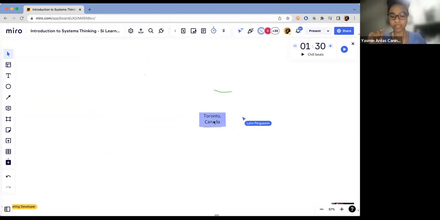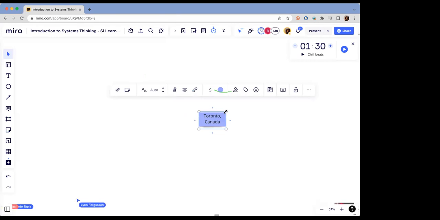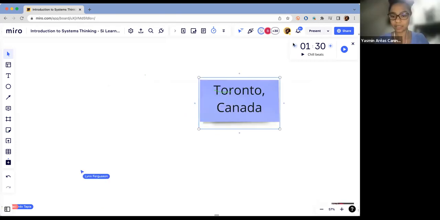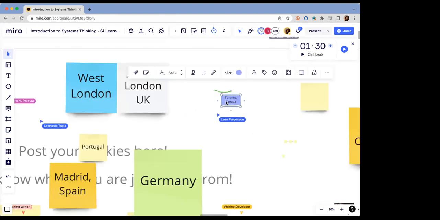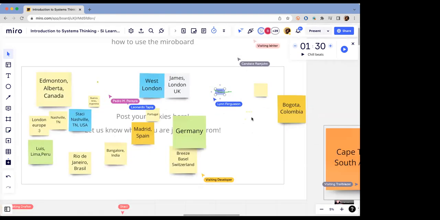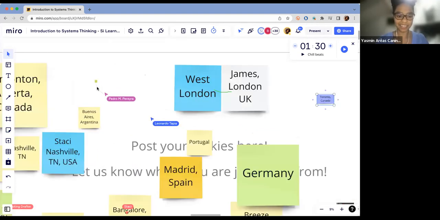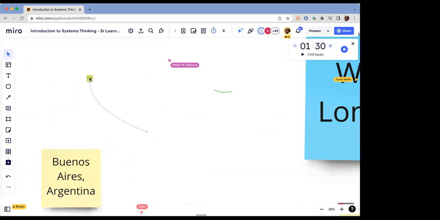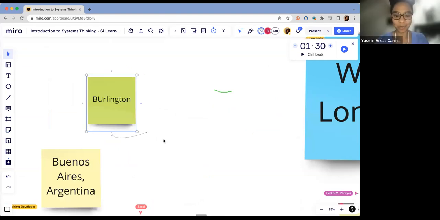If you click on the sticky note, you have these 4 points on each one of the sides. Yeah, that's right. And you can just drag it like that. Well, it seems to want to do a line in those ones, see? Oh, yeah, all right. So anyway, it says Burlington. Yes, great. All right, no worries.